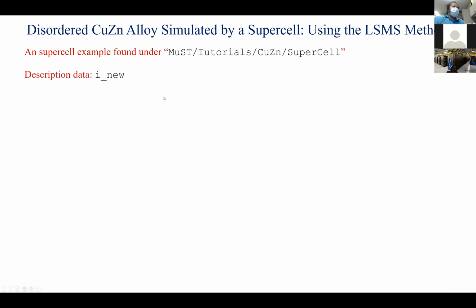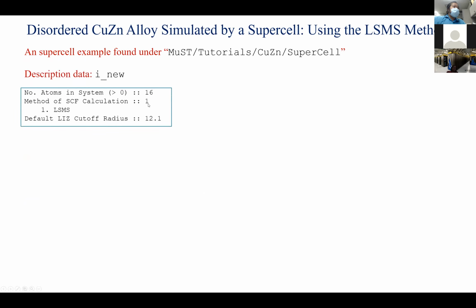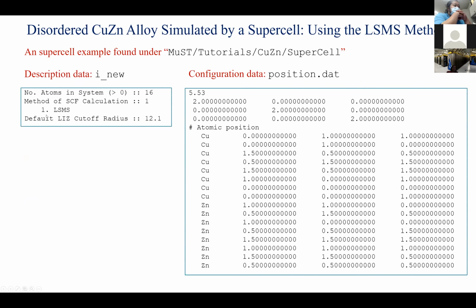Or you can do a large unit cell calculation using the LSMS method. Look at the input data. Now I choose option 1, which means LSMS, large unit cells. Because it's a large unit cell, the position data becomes large. You have 16 atoms in it, where copper and zinc are arranged randomly on the underlying lattice. There's a lattice constant, and of the 16 atoms, 8 are copper and 8 are zinc. So this 16 corresponds to this atom count of 16.